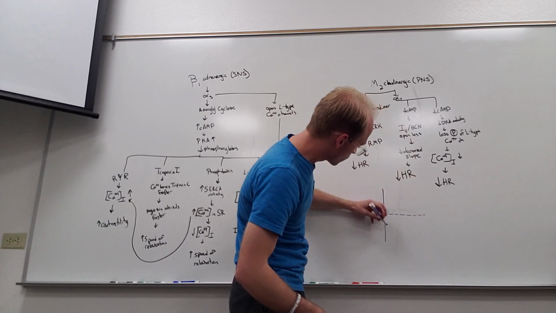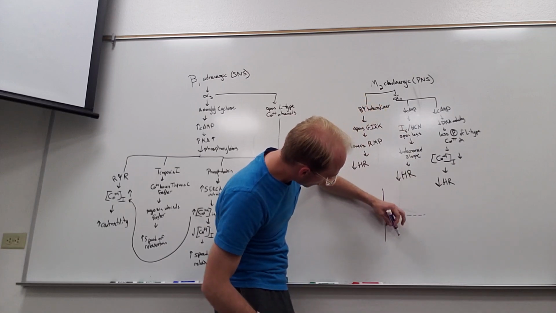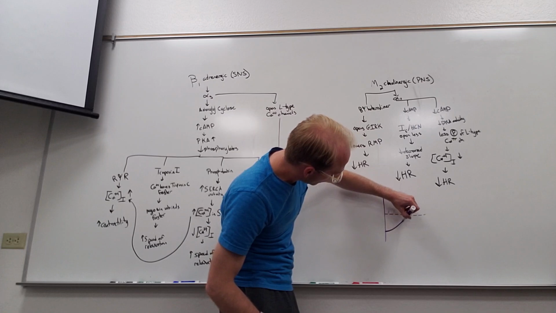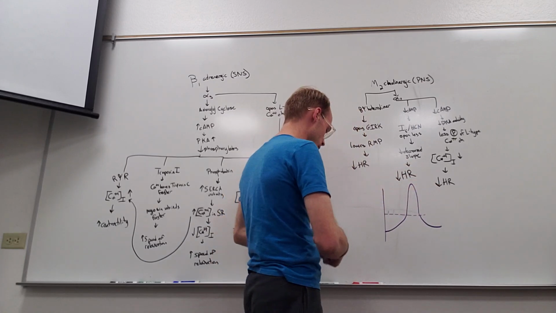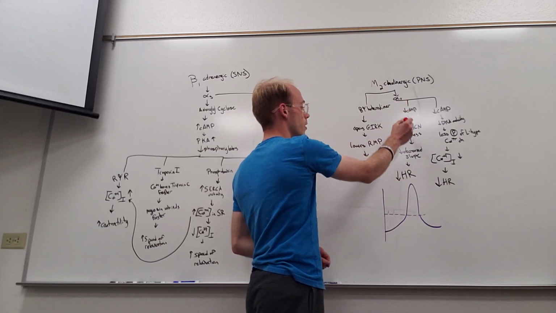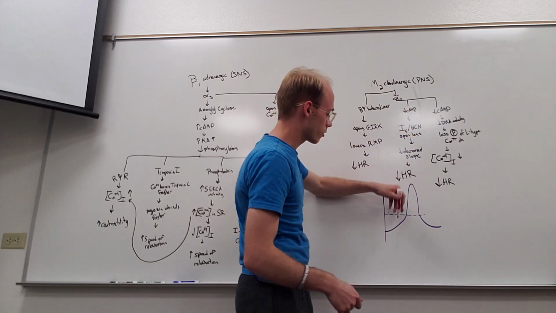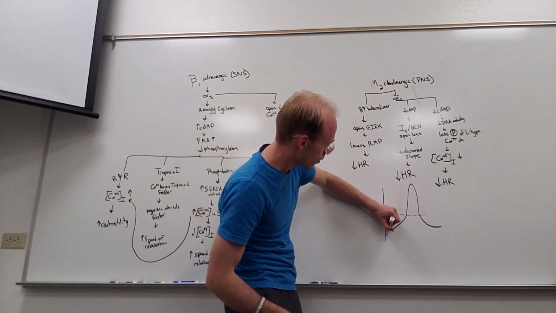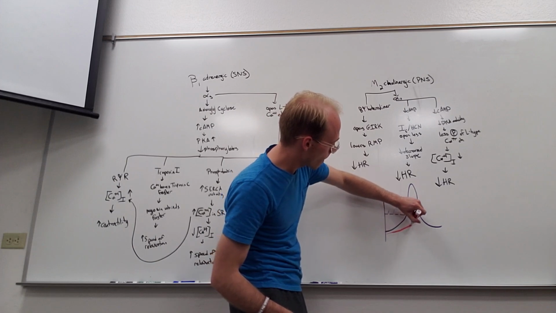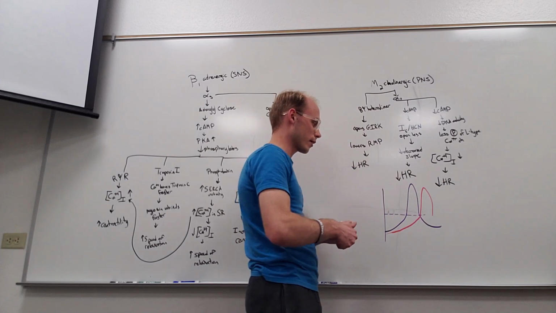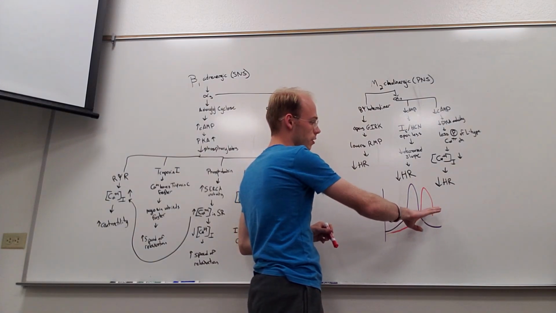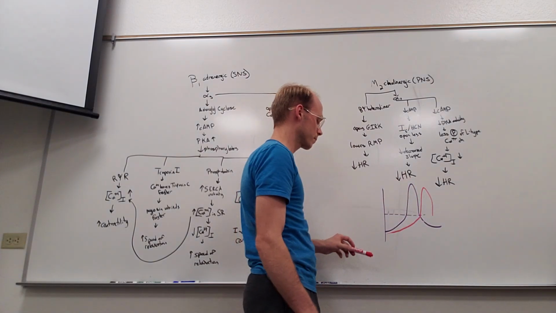If I draw this, that's threshold. So normal autorhythmic cells will be like this. But if I decrease cAMP, this isn't opened as often. Decreased slope, so it'd be more like this, kind of like that. So this is happening less often, and heart rate goes down.